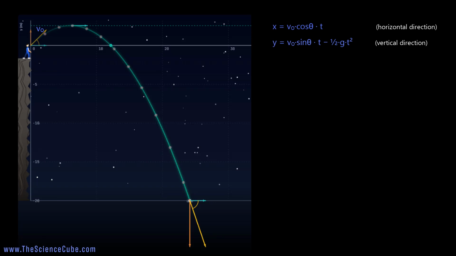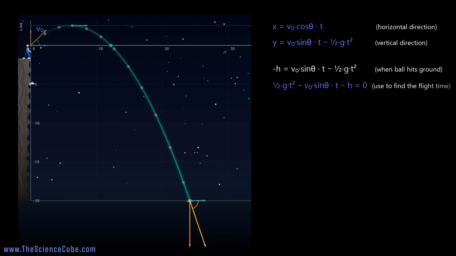In the symmetric case, we said y equals 0 at landing because launch and landing heights were equal. Now we say y equals negative h at landing because the ground is h meters below the launch point. So to find total time of flight, set y equal to negative h. Negative h equals v0 sine theta t minus 1/2 g t squared. Rearranging, we get 1/2 g t squared minus v0 sine theta t minus h equals 0. That's a quadratic, so you'll get two roots, one positive, one negative. Take the positive one. That's the flight time.